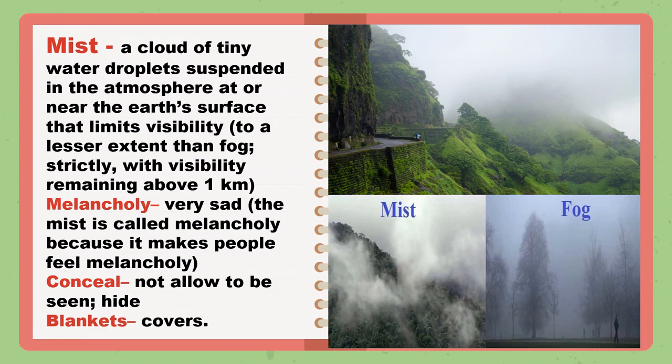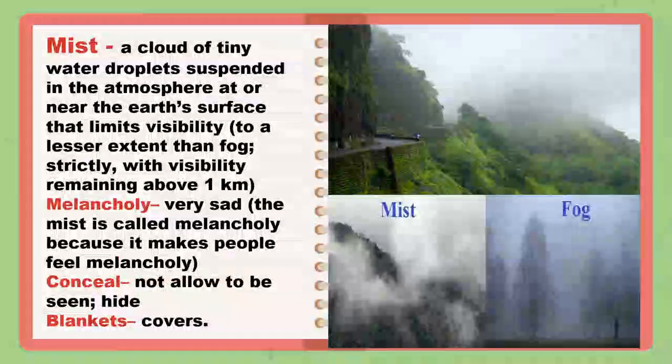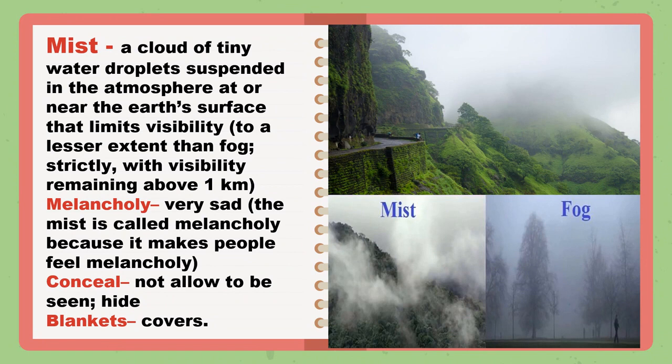And the other word is melancholy, and the meaning is very sad. And the mist is called melancholy in this diary extract because it makes people feel melancholy when they cannot see many of the things. And now conceal: not allowed to be seen, or hide. And blankets: it means covers.